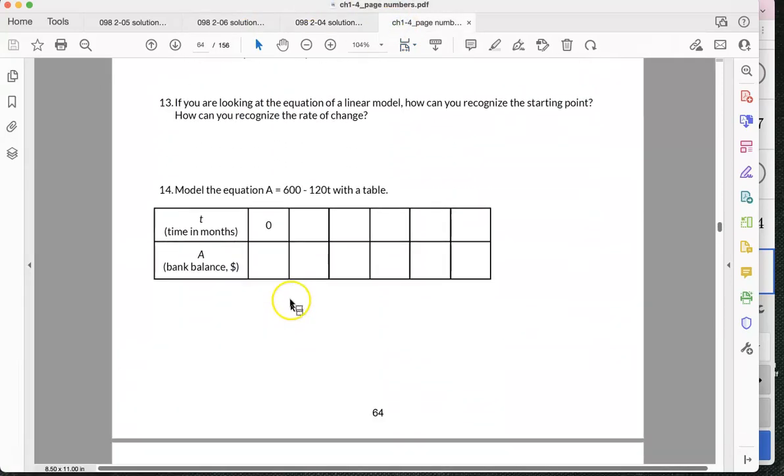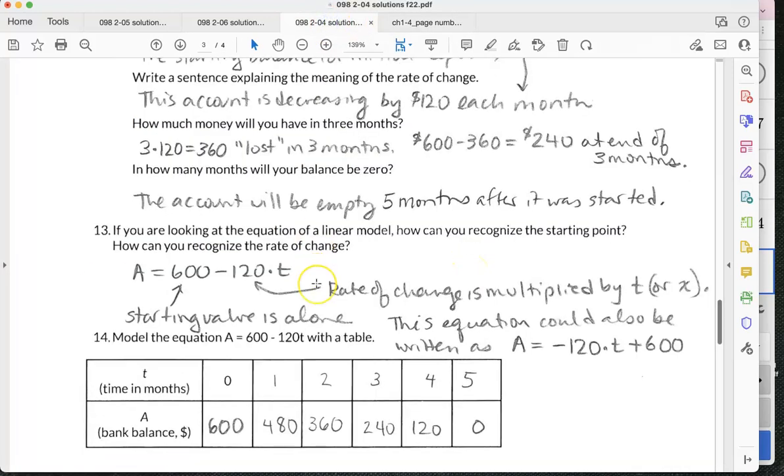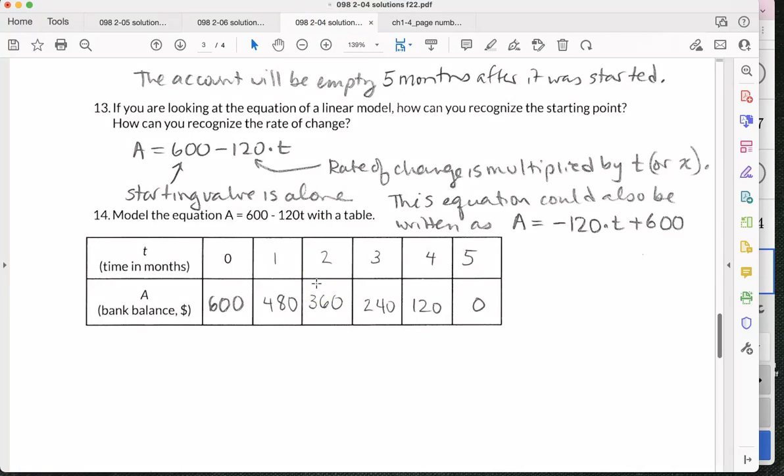If you want to model this with a table, you can go 0, 1, 2, 3, 4, 5, and then write down what the balance is every month. This is a nice, neat little story, and you could come up with a different story and model it with a linear model as well.